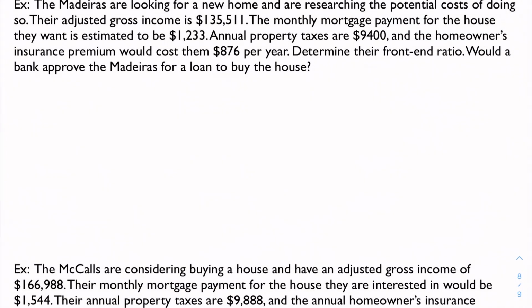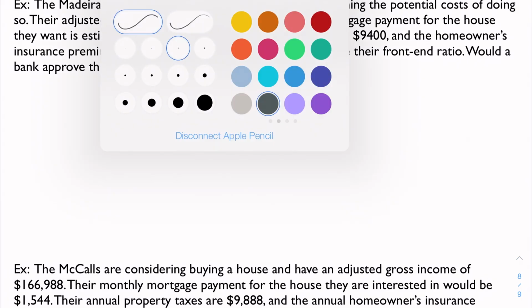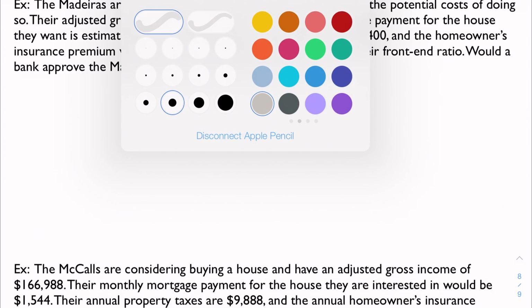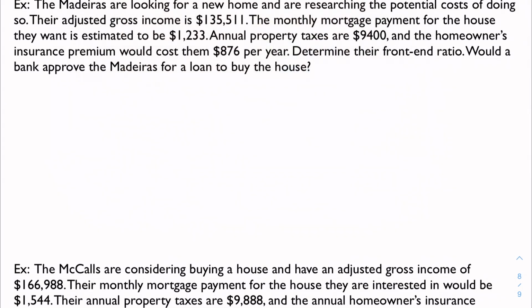So one more short bit here that I need to cover, and that's a couple different problems that we want to talk about, and that's how to calculate the front end and back end ratio for a person's financial situation, for a person's house, right? Determining, is the house that I'm interested in buying actually a good fit for me financially, or should I consider some other options? So the challenge with these problems is that they are dense, they are word problems, so there's a lot going on here.